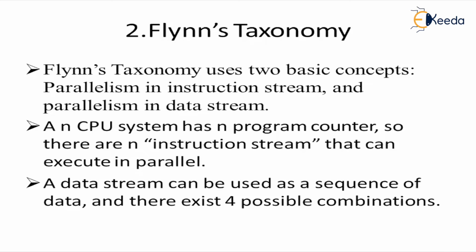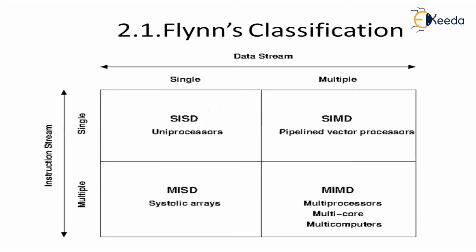A data stream can be used as a sequence of data which has four possible combinations connected to it. So what are those four possible combinations? Your entire data has been divided into two types: one is called data and the second is called instruction. When you have single instruction, single data, it is called a uniprocessor system. It is called SISD.